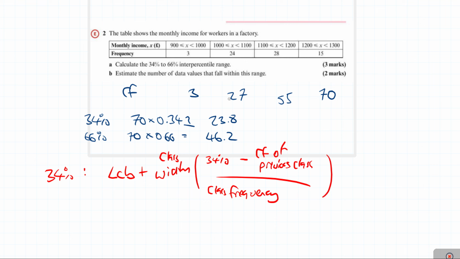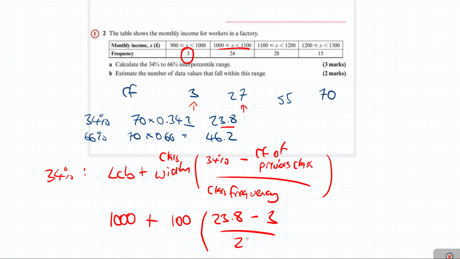Okay, so first of all we need to determine which class it belongs to. Here 23.8 will belong in the 1,000 to 1,100 class, because the first class finishes at 3, this class finishes at 27, so it must be within this class as it's lower than 27. So if we fill in, the lower class bound of this class is 1,000, the class width is 100, 1,100 minus 1,000. The 34% value here is 23.8, so it's 23.8 minus the cumulative frequency of the previous class, which is 3, divided by the class frequency, which is 24.